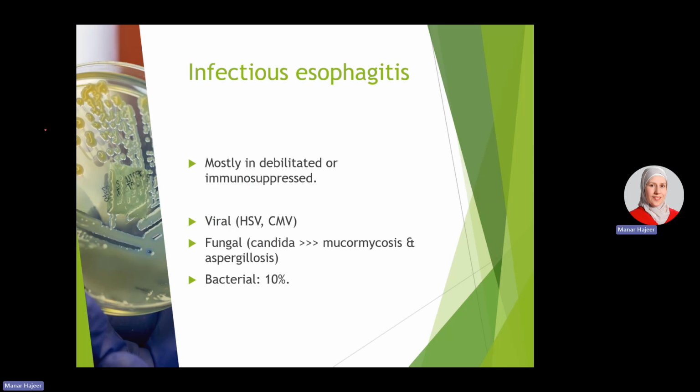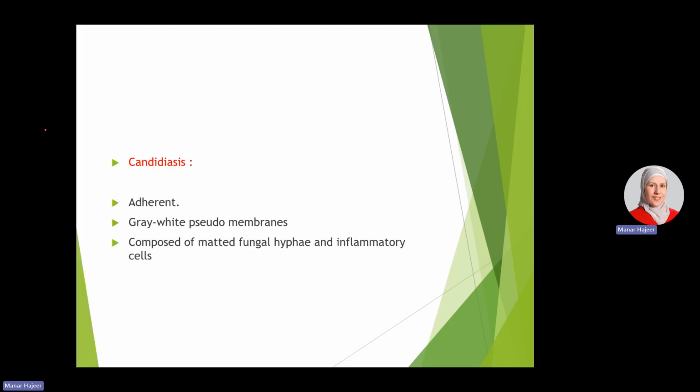The third form of esophagitis is infectious esophagitis. Infectious esophagitis can affect normal individuals, but it is mostly witnessed in debilitated or immunocompromised patients. The most common causes are viral or fungal esophagitis. Viral esophagitis includes herpes simplex virus and cytomegalovirus. In fungal esophagitis, Candida is the most common, but it can be due to mucormycosis and aspergillosis. Bacterial causes are much less common and constitute only 10%, and sometimes they are a secondary infection in fungal and viral esophagitis.